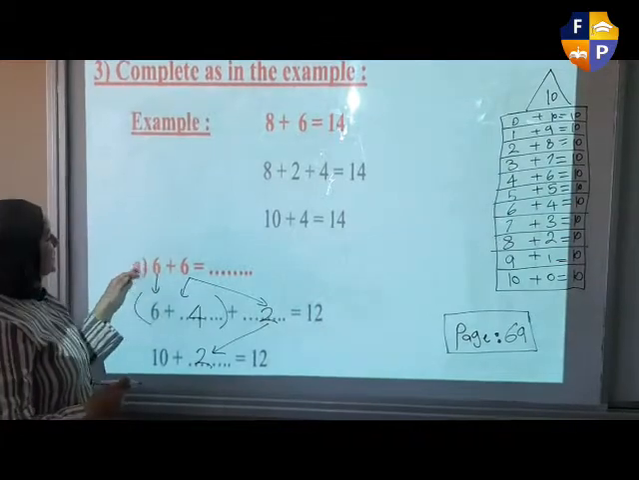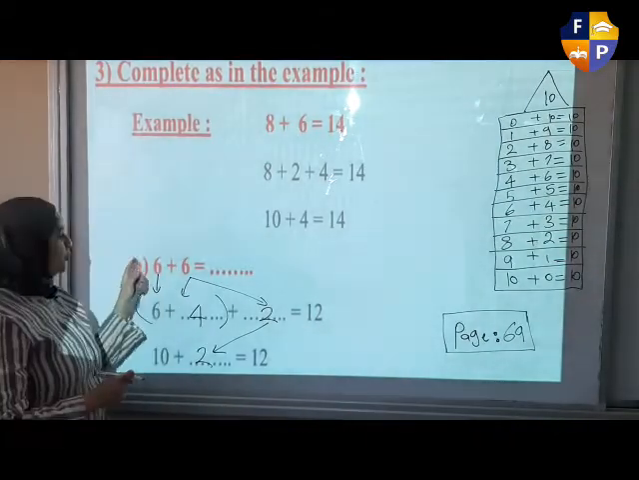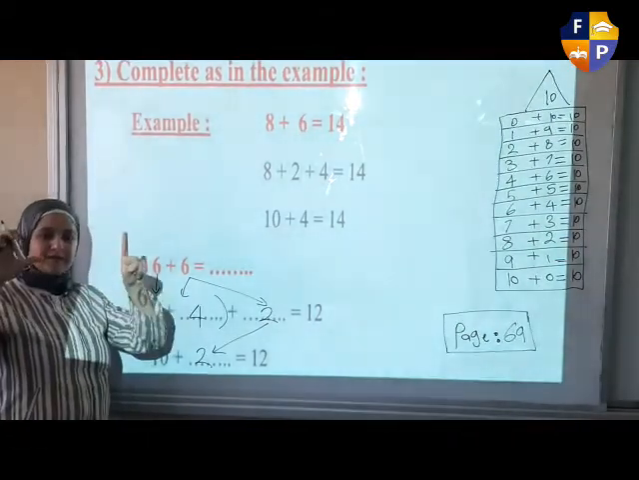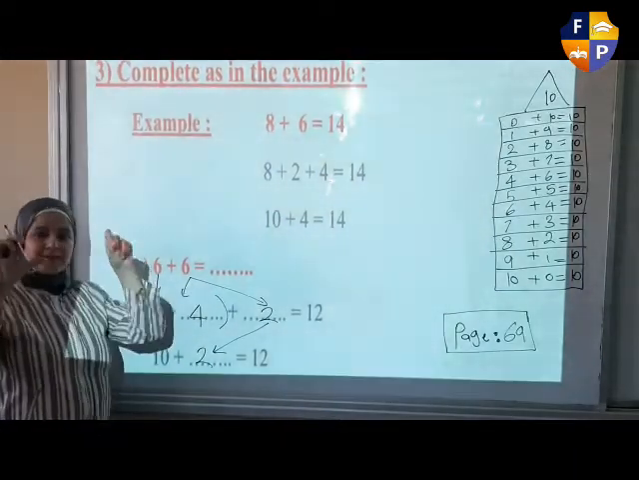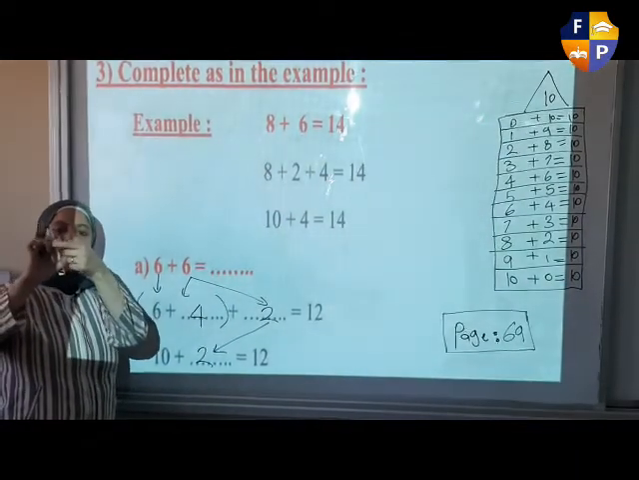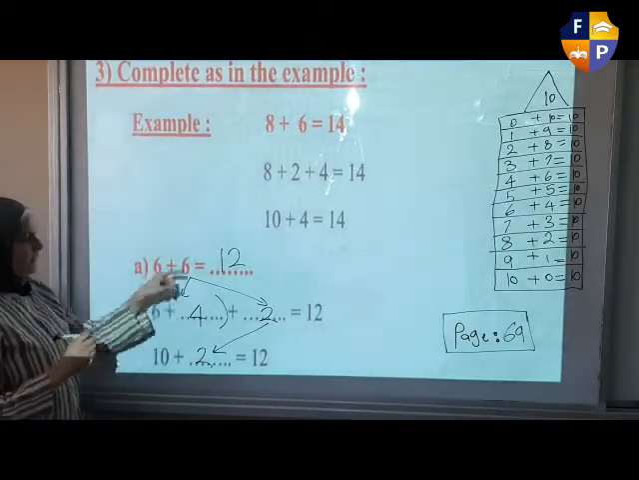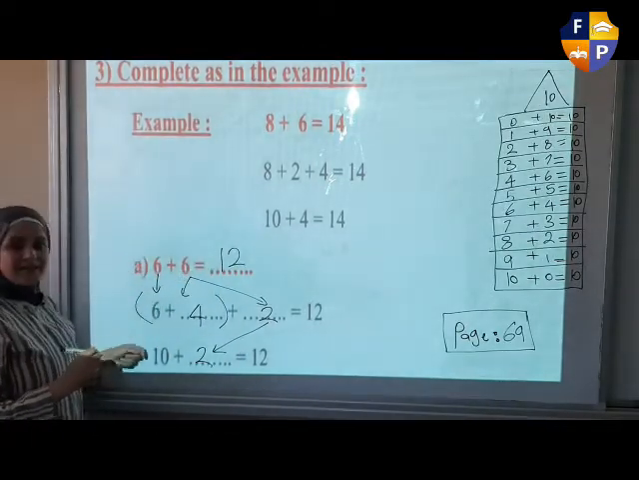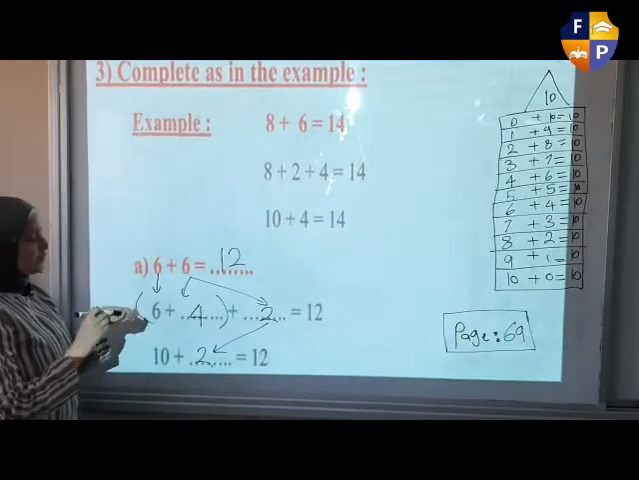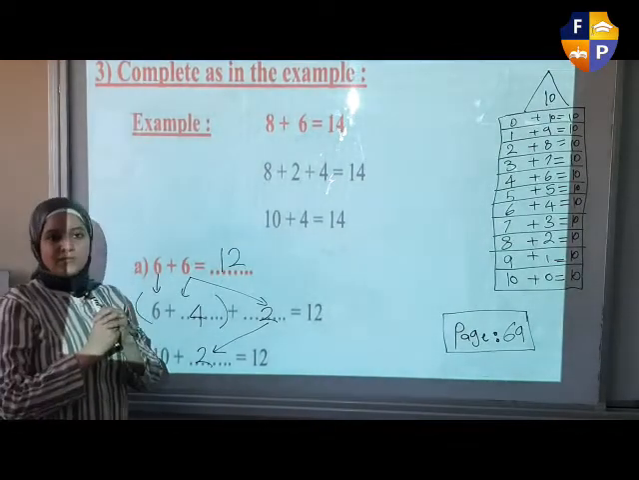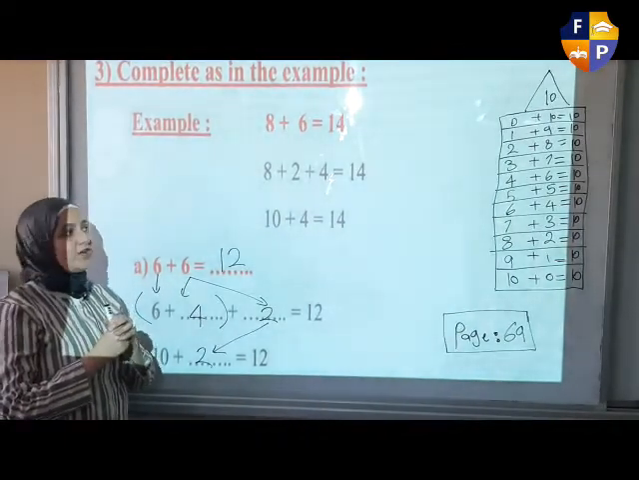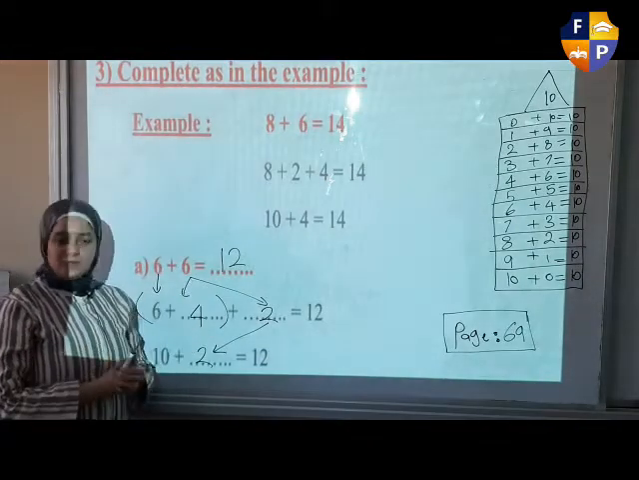Let's check up. 6 plus 6 equals what? Put 6 in my mind, put 6 on my fingers. After 6, 7, 8, 9, 10, 11, 12. So the answer is 12 like this. So I made it easier to solve using decomposing numbers, and we used the first strategy, the family of 10.